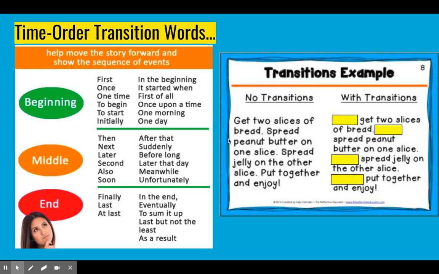So I asked the person who wrote this, can you go back and add some transition words here? And this is what they came up with. So they said, first, get 2 slices of bread. Next, spread peanut butter on one slice. Then, spread jelly on the other slice. Finally, put it together and enjoy. So just by adding these few transition time-ordered words, it took this blah-sounding paragraph, and now not only does it give it more organization, but the sentence fluency sounds way better as well.